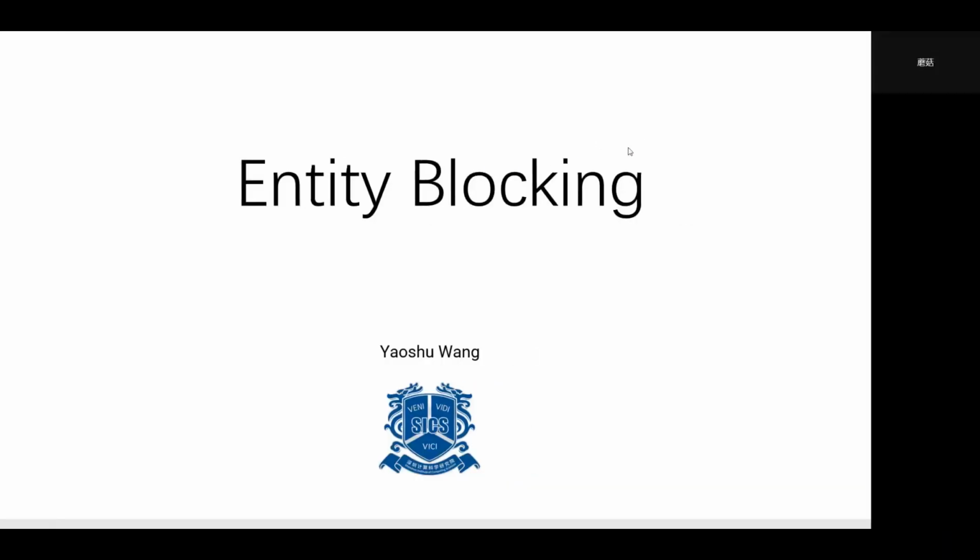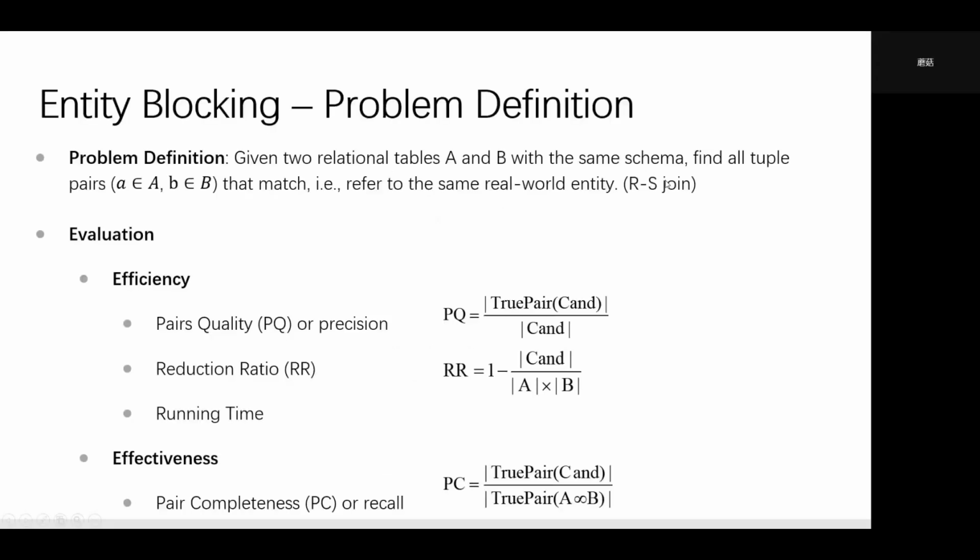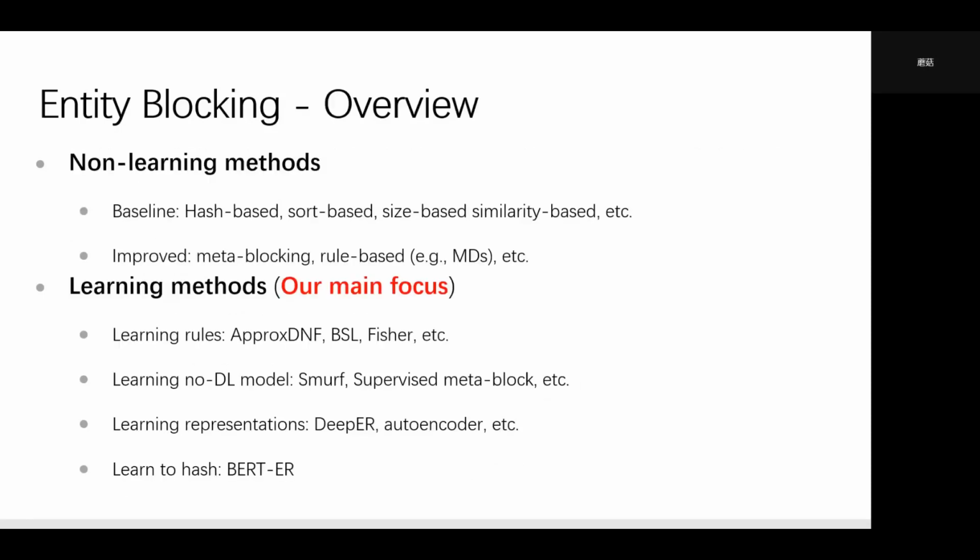Hello everyone, my name is Yaoshu Wang, and we discuss some methods of entity blocking in this section. The problem definition is that given two relational tables A and B with the same schema, we aim to find all tuple pairs that refer to the same real-world entity. There are mainly four measurements to evaluate the performance of entity blocking methods, including pairs quality, reduction ratio, running time, and pair completeness.